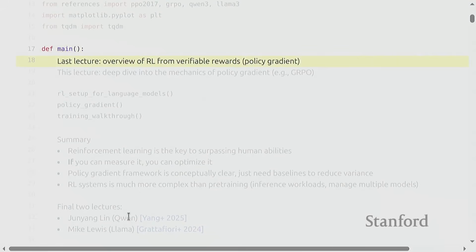So last time, Tatsu gave an overview of RL from verifiable rewards, and he talked about policy gradient algorithms such as PPO and GRPO. This lecture, we're going to deep dive into the mechanics of policy gradient and GRPO. We won't necessarily cover new material, but just take the existing material and go a bit deeper, show you code, and some math as well. Okay. So just to remind us what we're doing.